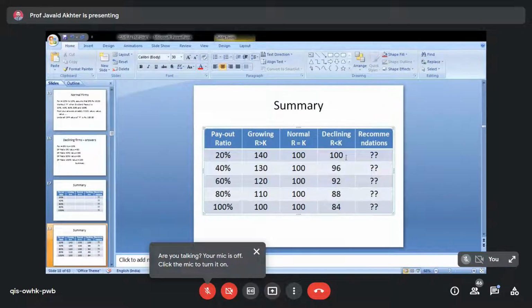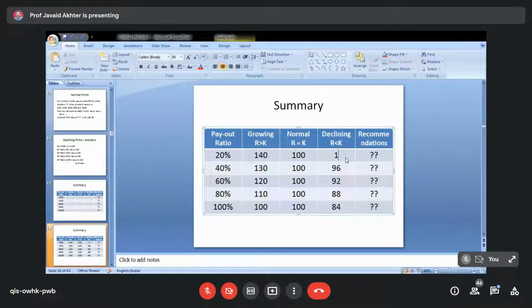You have turned the table upside down for declining. So opposite of that, for 100 it should be like this: 84, 88, 92, 96, 100. Say it again. 84, 88, 92, 96, 100. Correct. Thank you. This is the correct version.